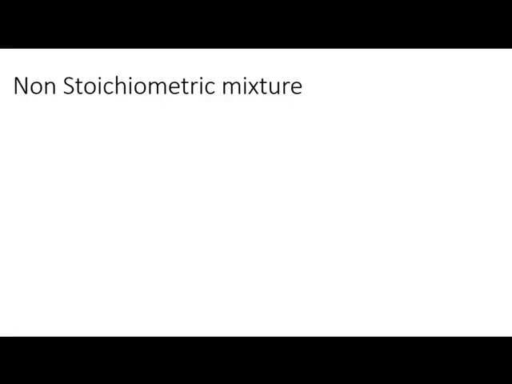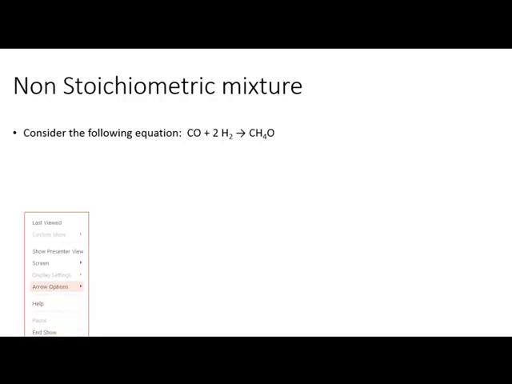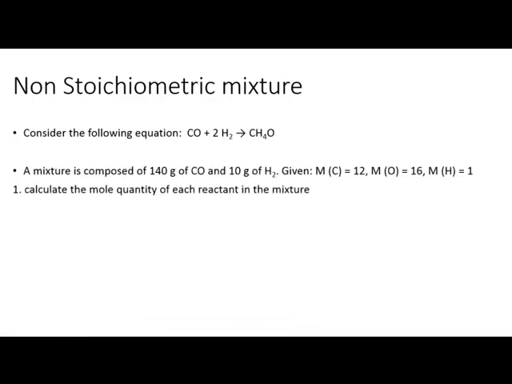For non-stoichiometric mixture, I will start with the following equations. This equation is the reaction between carbon monoxide and hydrogen gas to give CH3OH. In this mixture, we have 140 grams of carbon monoxide to react with 10 grams of hydrogen gas, and we have the molar mass of the different elements that we can use.